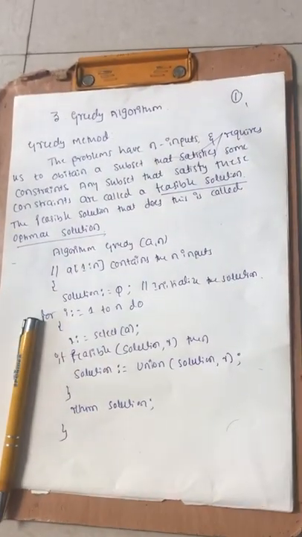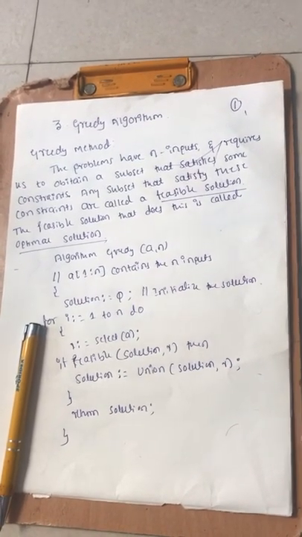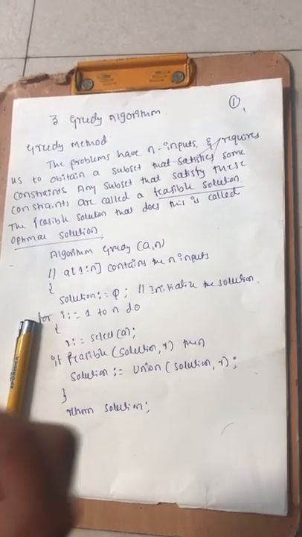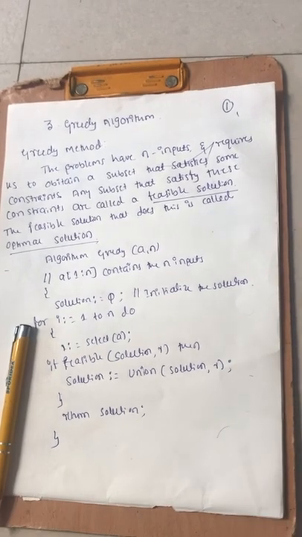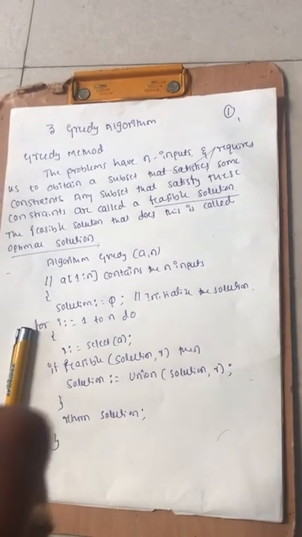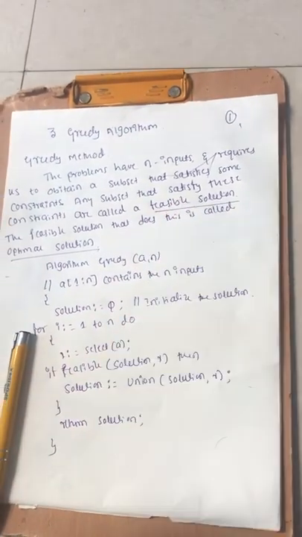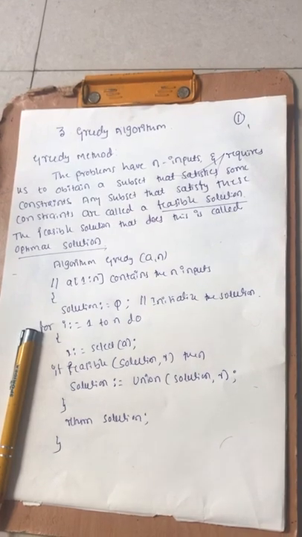What it is exactly telling, friends, is that in the greedy method we have n number of inputs. Among the n inputs we make subsets. While making the subset, it should satisfy some condition or constraint. If the subset satisfies the constraints, that kind of solution is called a feasible solution. Once we get the feasible solution, it is called an optimal solution.